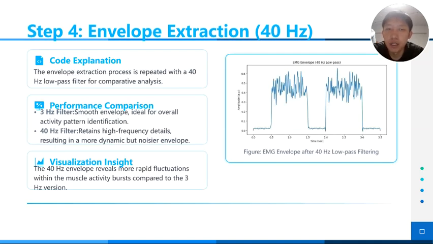For comparison, in step 4b, we use a 40 Hz low-pass filter. This results in a less smooth envelope that retains more of the high-frequency components from the rectified signal, while it still shows the two activity periods. It is noisier and provides more detailed information about the rapid changes in muscle activity.